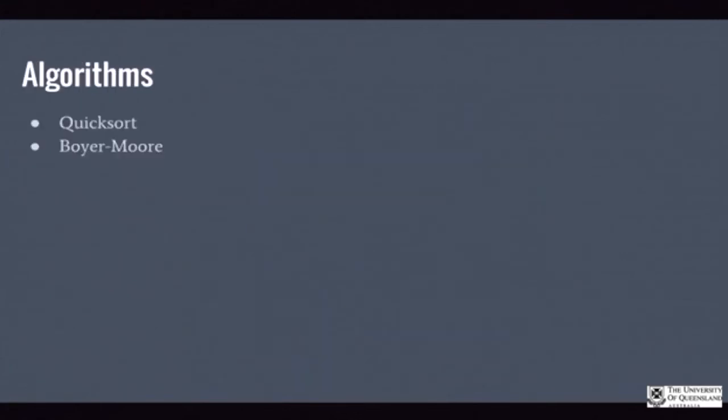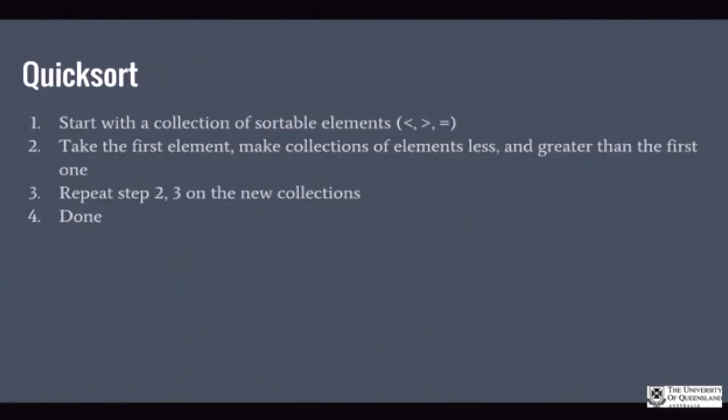So now we have algorithms. Quicksort is a sorting algorithm, and any person who's ever looked at Haskell will probably know Quicksort very well. What Quicksort does is it's a recursive algorithm. You take a collection of elements that can be sorted. You take the first element, and then you go through the collection. Find all the elements that are less than it, and find all the elements that are greater than it.